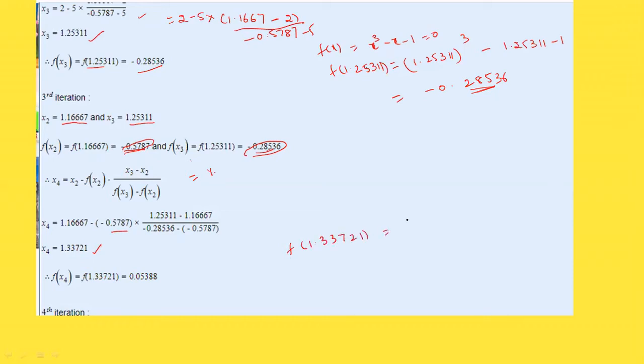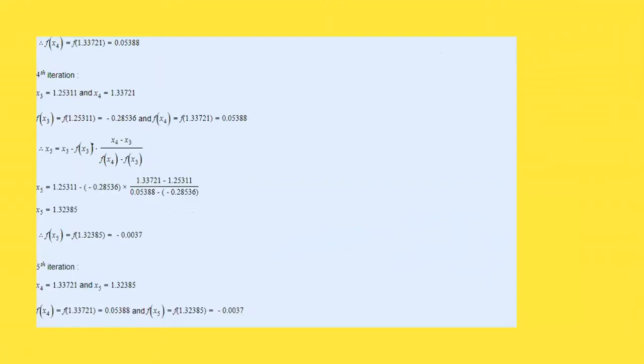Again substitute it. f of 1.33721 is x cube minus x minus 1 is equal to 0. This is your equation. So substitute 1.33721 whole cube minus 1.33721 minus 1. Apply the scientific calculator and find the value. You will get 0.05388. So the next iteration is: your x3 is the previous one. What is that?